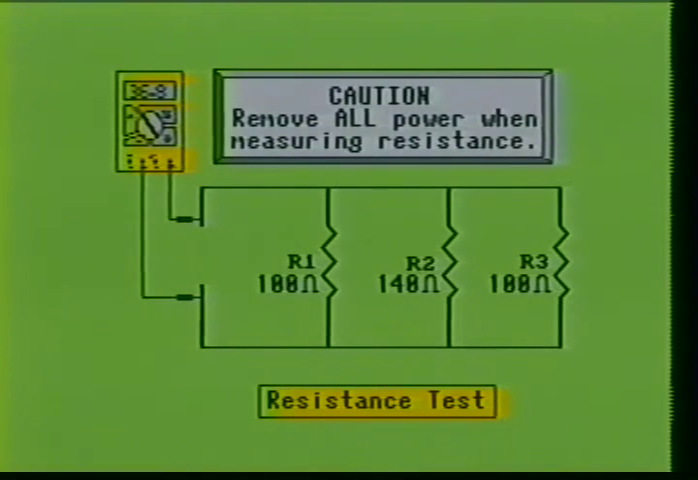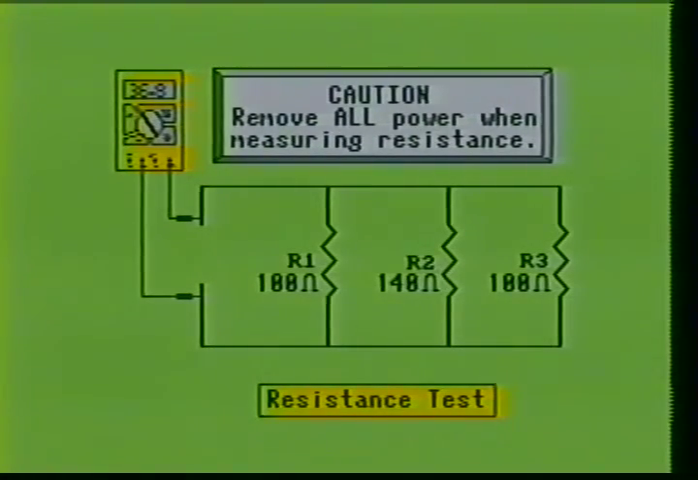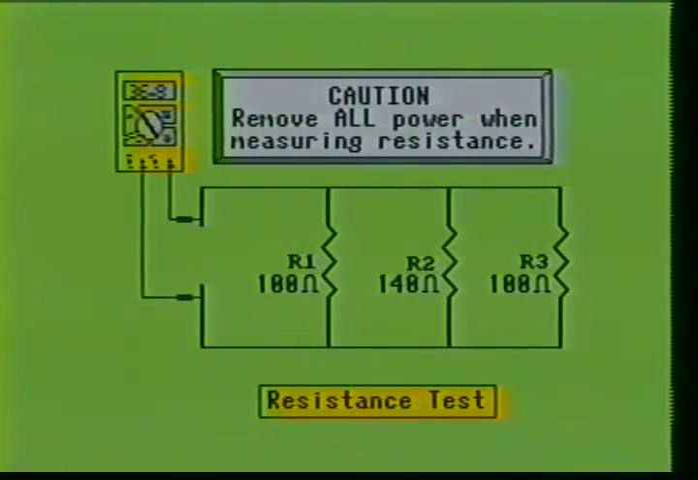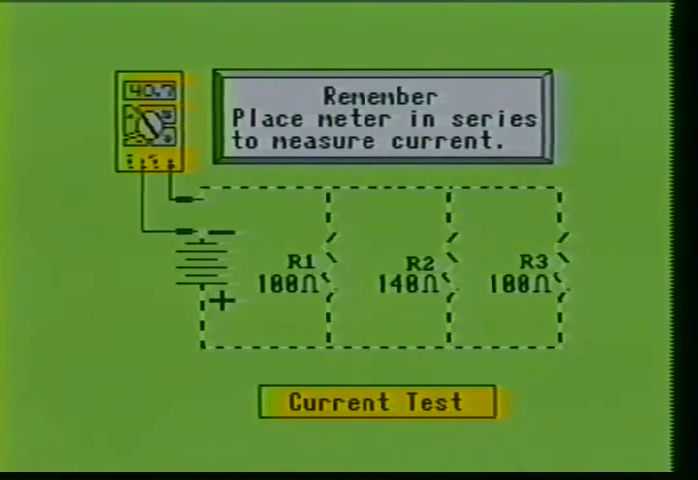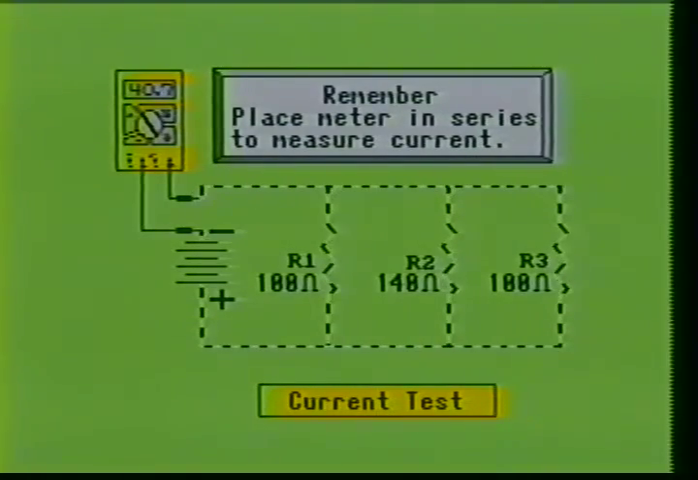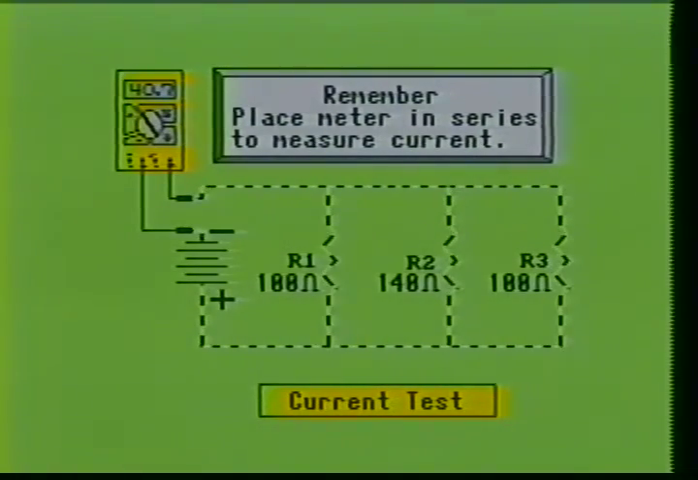When we measure the total resistance of the circuit, we find that it has a resistive value of 36.8 ohms. In other words, the power source will see a load of 36.8 ohms. When we place the digital multimeter in series with the parallel branches, it shows there is a total current flow of 40.7 milliamps leaving the power source.